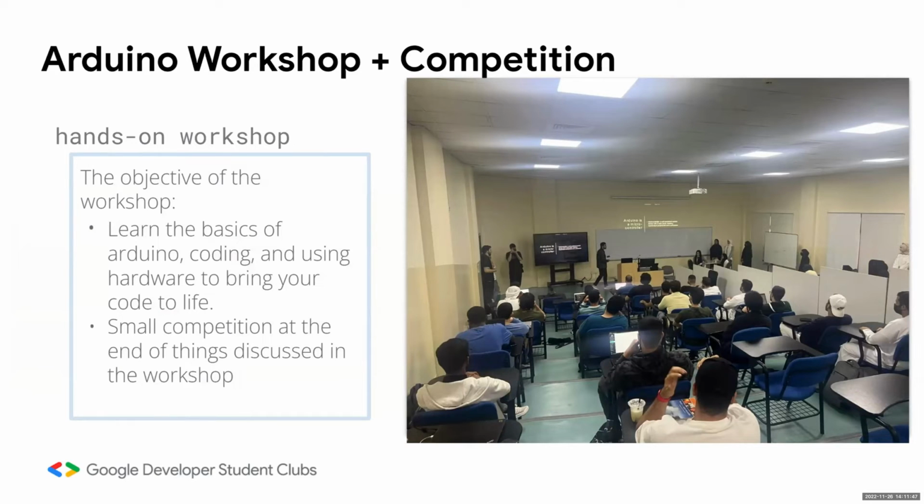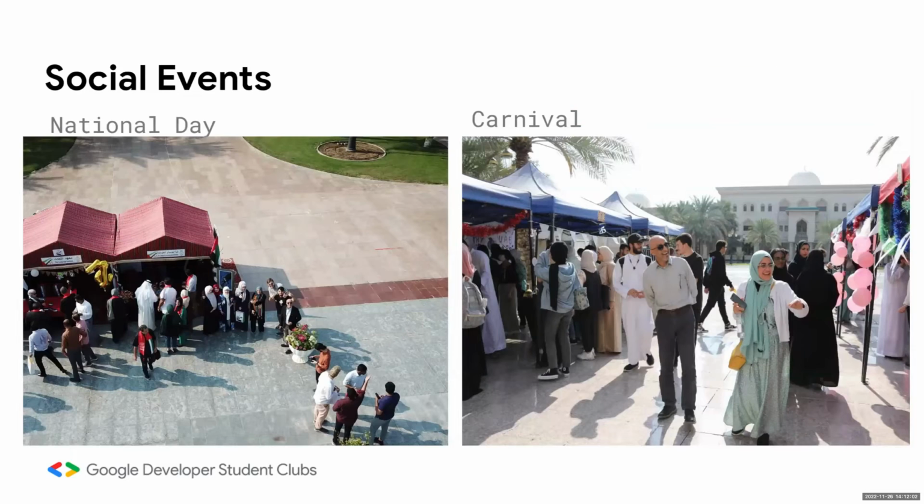And lastly, we had the Arduino workshop and competition. We taught them a bit of the basics of coding and hardware, and then we presented a small competition at the end, which covered what we talked about in the workshop. And we had some social events like the National Day and the Carnival as well.